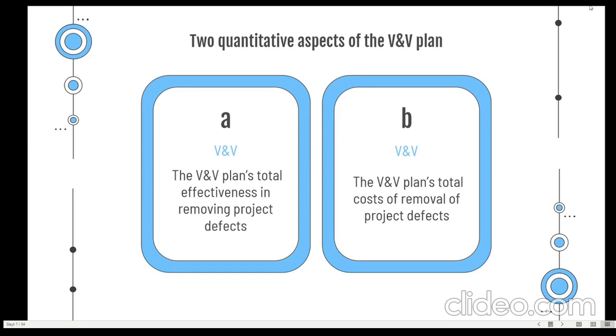In addition, this model deals with two quantitative aspects of a V and V plan consisting of various defect detection activities. The plan itself will be integrated into a project's development process. First one, the V and V plan's total effectiveness in removing project defects. Second one, the V and V plan's total cost of removing project defects.